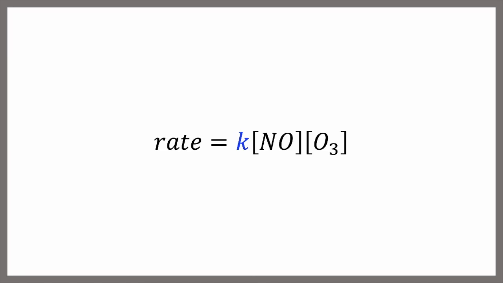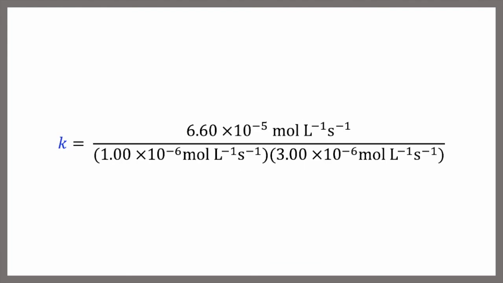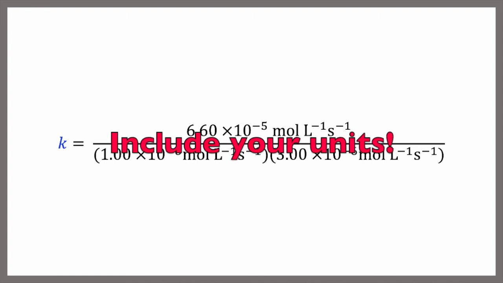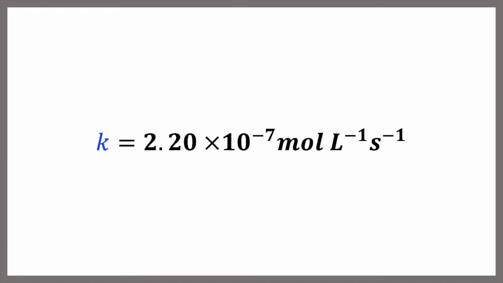To find our rate constant, we're going to write our rate equation, and then we're going to rearrange it algebraically and substitute in values. We're going to take some values from the table, and we could take them from any of the trials, and we're just going to substitute them in here. Make sure you include your units. This will help make sure you get the right units for k. And once we do, we get 2.20 times 10 to the negative 7th moles per liter per second.